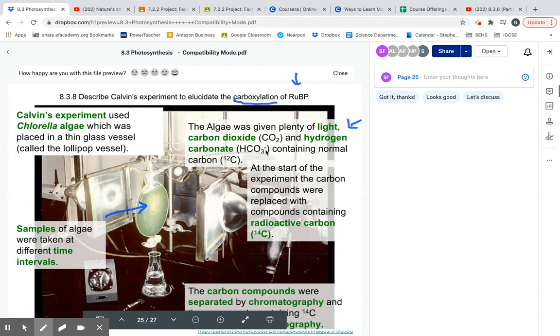He gave it normal carbon dioxide. He also gave it another source of carbon dioxide, hydrogen carbonate, and he just let them do their normal thing. And they were making all the carbon compounds.